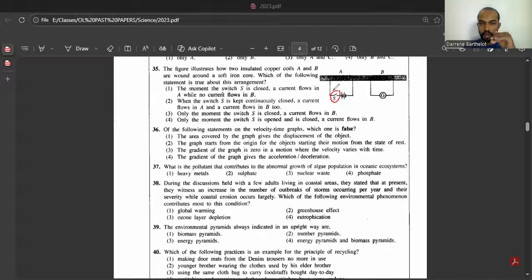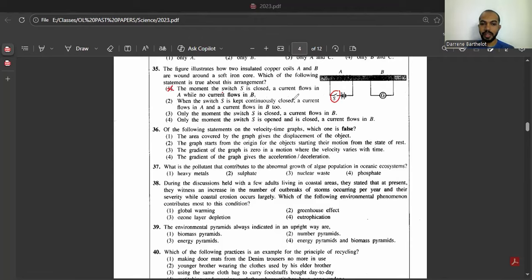As soon as you switch on, the current increases from 0 to a certain value. If the current is increasing, then the magnetic field produced within A is also increasing, right? If this is increasing, that can be felt by the coil in B. So this is the basic principle of a transformer. In a transformer, when the magnetic field in the primary coil changes, then an induced current is produced in B according to the change in magnetic field, right? So no current, that's wrong. Let's see the second answer.